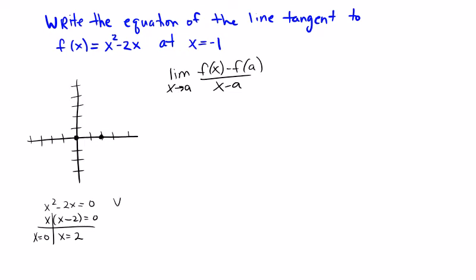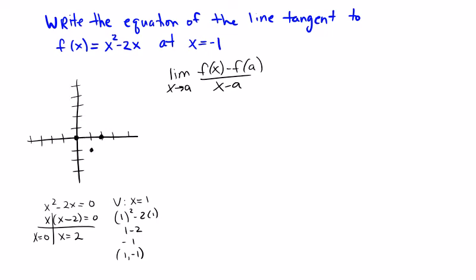Now our vertex has to be halfway between the 2 points where it crosses the x-axis. So our vertex is going to have to be when x is equal to positive 1. If I put positive 1 into this equation, I get 1 squared minus 2 times 1, which is 1 minus 2, which is -1. So that means the vertex of this equation is at 1, -1, and I can put that point there.